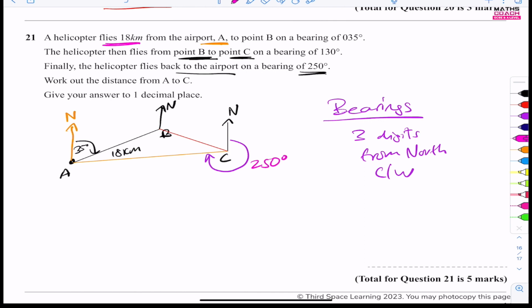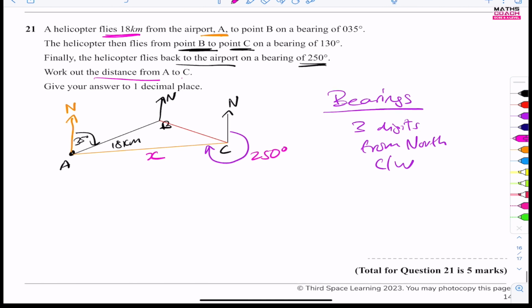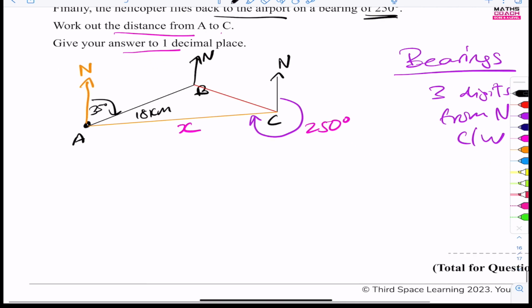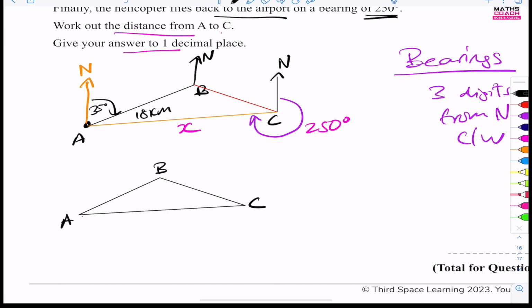So what we're trying to work out is the distance from A to C. So the distance of that is x. Can you see this triangle now? We are going to be looking at this triangle. We're going to give our answer to one decimal place. So let's draw this triangle without any of the bearing stuff on it. So that's going to be A, B, and C.